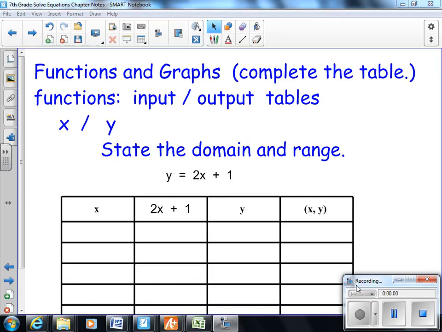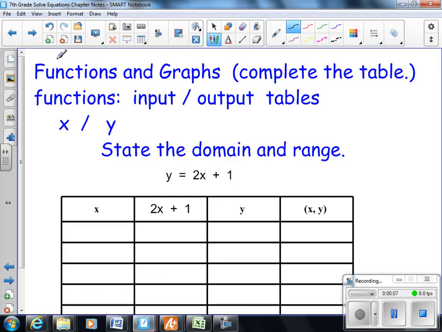We're going to be looking at functions and graphs. And I want you to remember that functions are just equations. Functions are equations, equations that have inputs and outputs. Earlier this year, we've already looked at input-output tables. We made big T-charts for them. Remember how we found the rule that went with it? And then we plug values in.